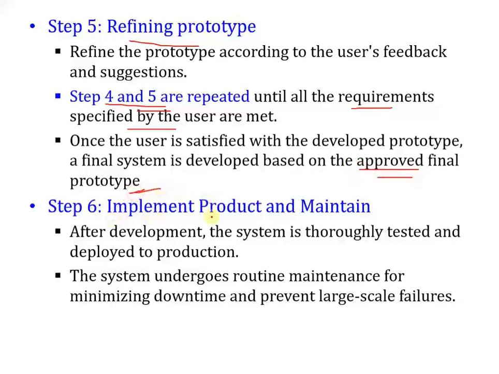The next step is called implementation of the product and then maintenance of it. After development, the system is thoroughly tested, the testing phase happens, and then deployment is done into production. The meaning of deployment is launching the particular software on the client side. In the client office, there will be various machines, so we will be launching the product on the client side and checking whether it is working in the client office or not.